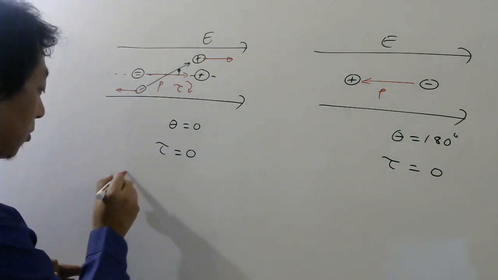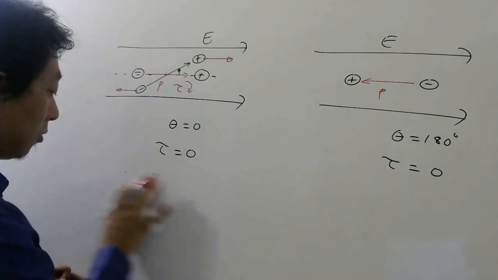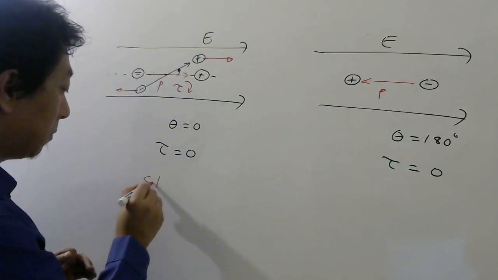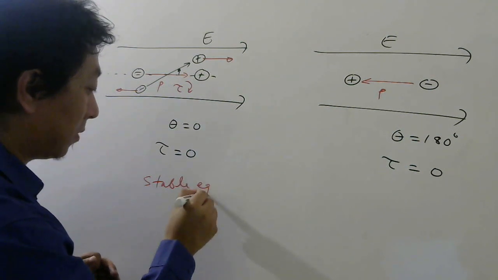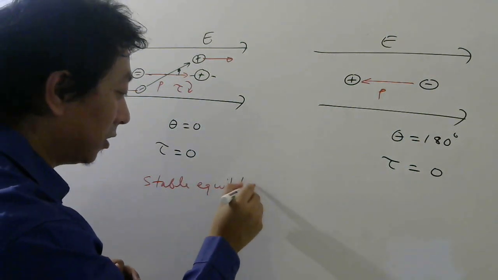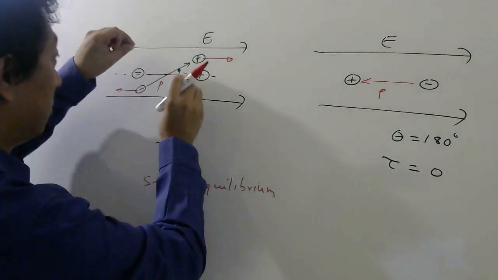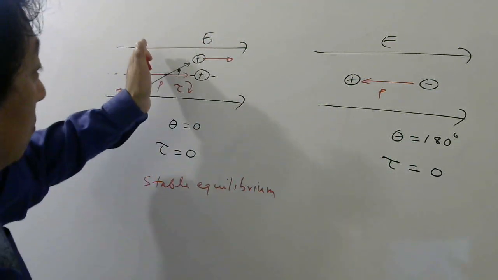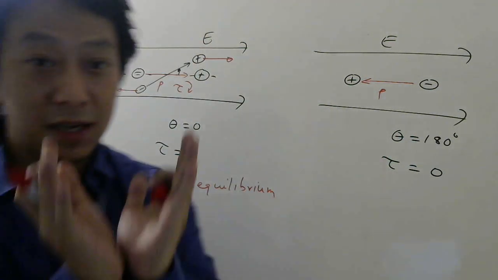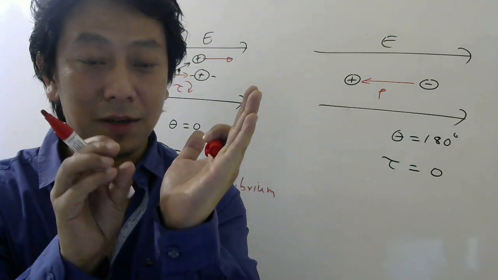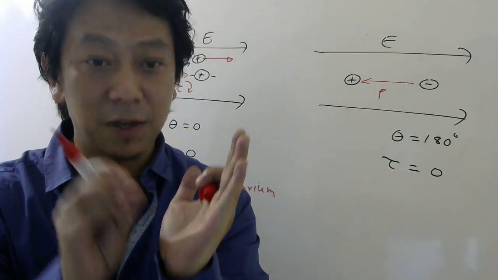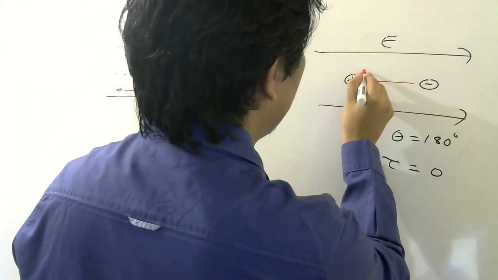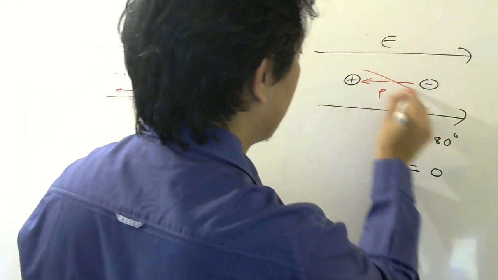This corresponds to what kind of equilibrium? Stable equilibrium. Because if you displace the dipole a little bit and then leave it, the torque tries to bring it back, exactly like that case of the ball where the marble was at the bottom. Similarly here, if you give a little displacement, let's say this side.